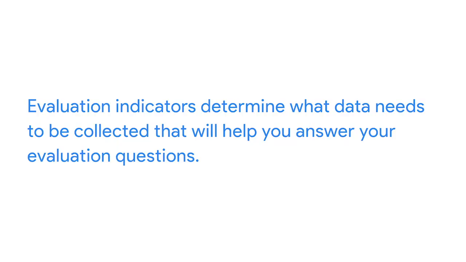Evaluation indicators determine what data needs to be collected that will help you answer your evaluation questions. This includes clues, signs, or markers that measure one aspect of a project and demonstrate how close that aspect is to meeting the quality standards that have been established. In the next activity, you'll add evaluation indicators for each of the evaluation questions you added to the Sauce and Spoon Quality Management Plan.